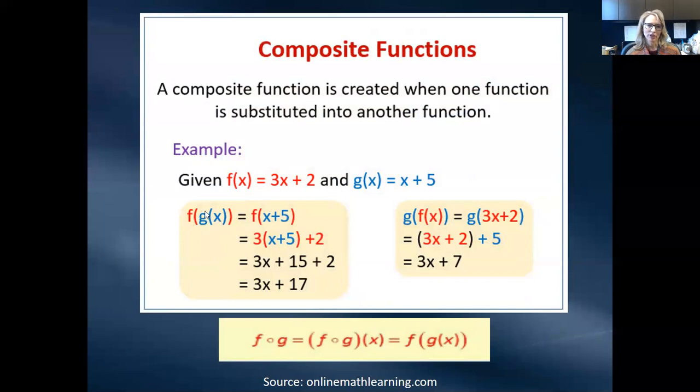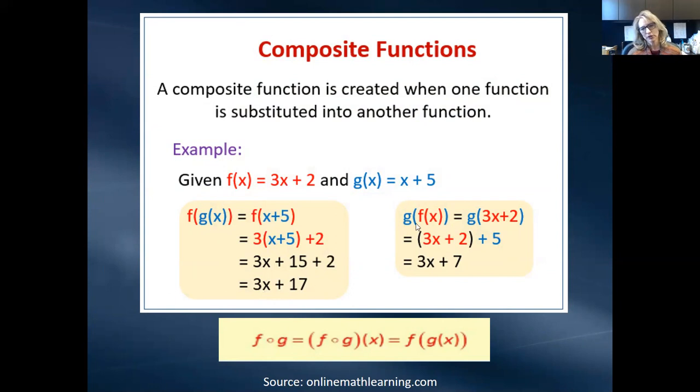So to find f of g of x, we start with the inside. So we start with g of x, and we put g of x, which is x plus 5, into the f function. So we put the x plus 5 in where the x is here. So we get 3 times x plus 5, plus 2, and then we just work it and solve that out.